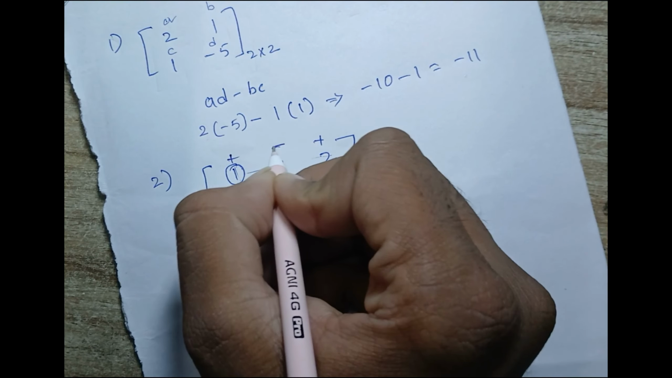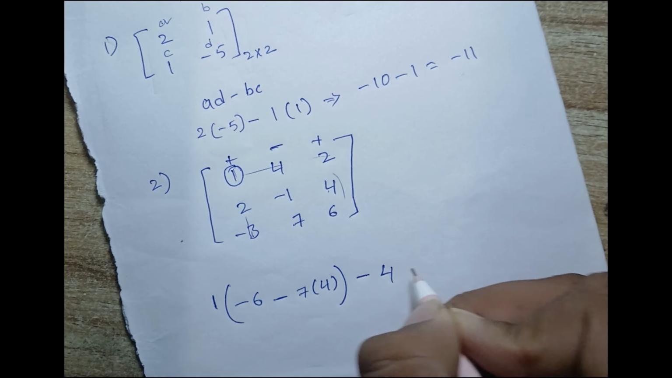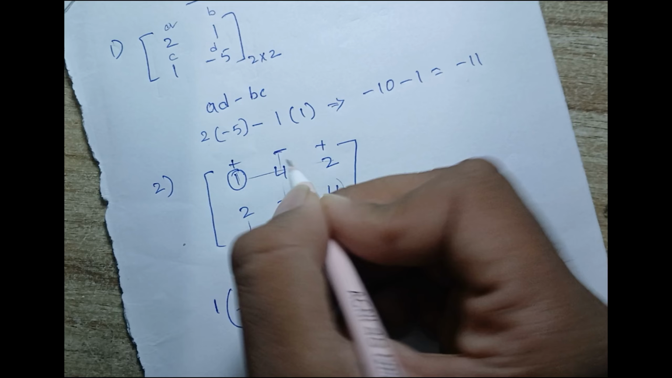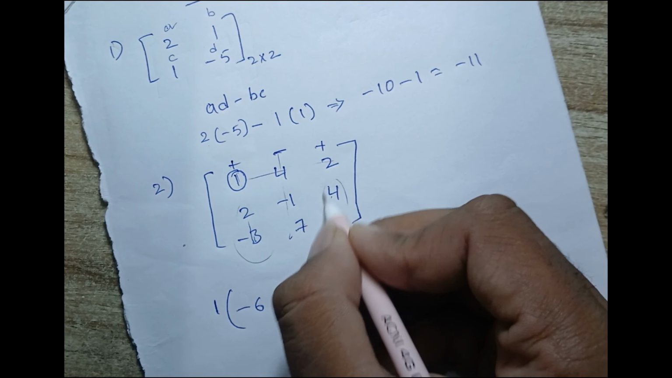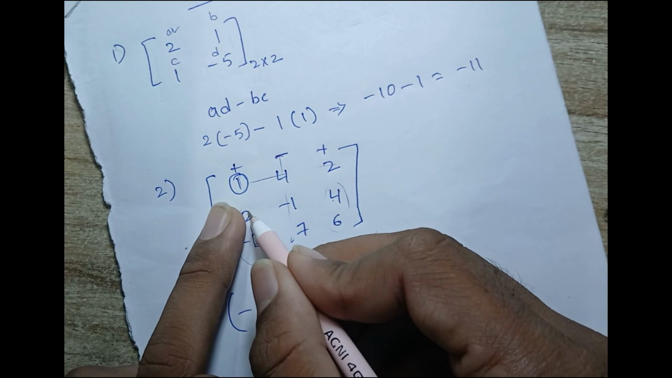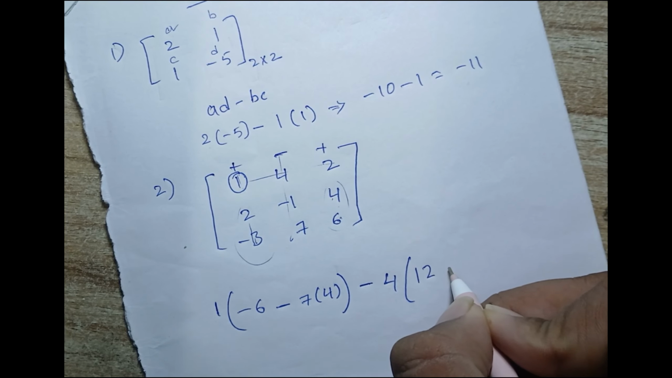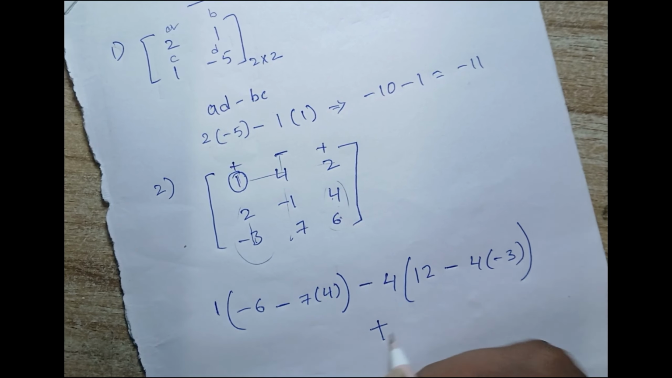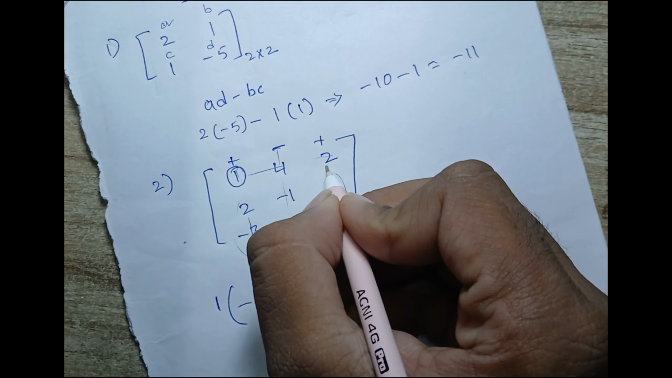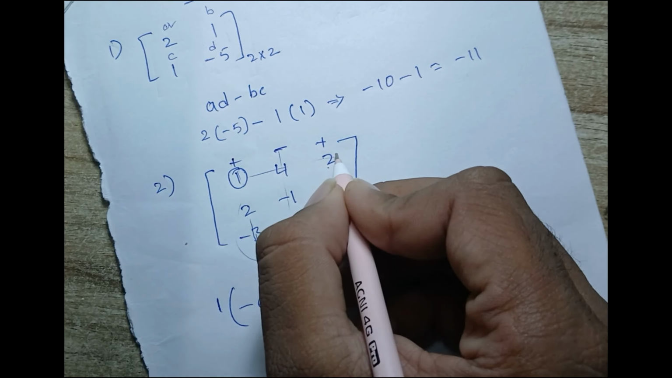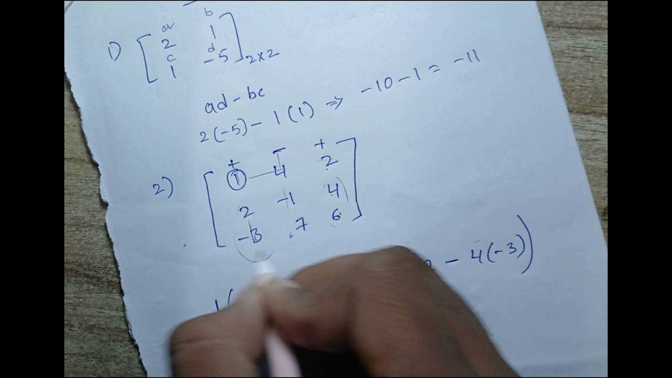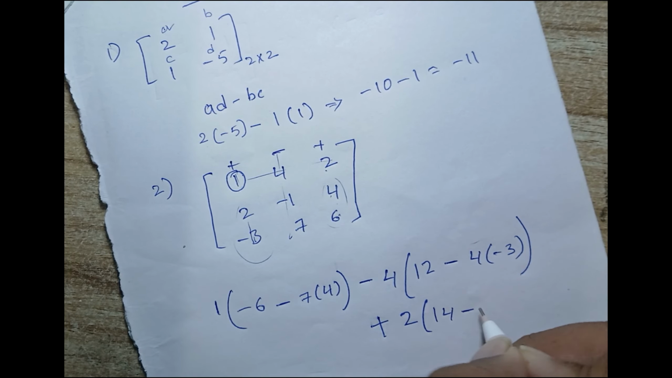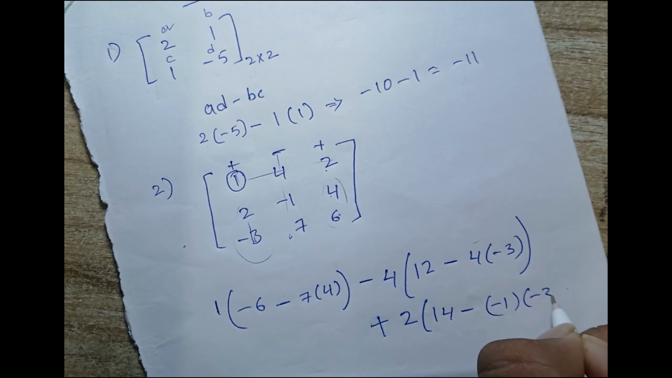that is minus 4. Now close the row and column corresponding to 4 and perform the determinant on these two and these two elements. That means 2 into 6, that is 12, minus 4 into minus 3. Plus 2, the remaining element is 2, close the corresponding row and column and perform the determinant on these four elements. That is 7 into 2, 14, minus 1 into minus 3.